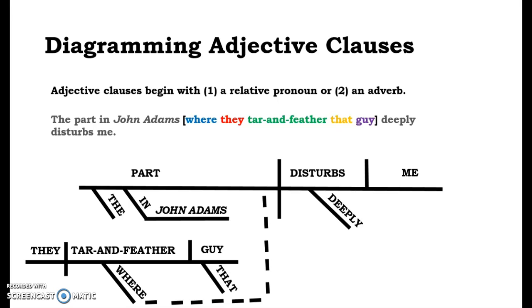And it turns out that that adverb is our connection to the rest of the sentence. So we draw the dotted line here down underneath the second baseline, and we connect it with that word that ties back to the whole sentence. So where here, dotted line up to part. If you need to take a break and look at all the elements of the sentence, you can pause the video and do that now.